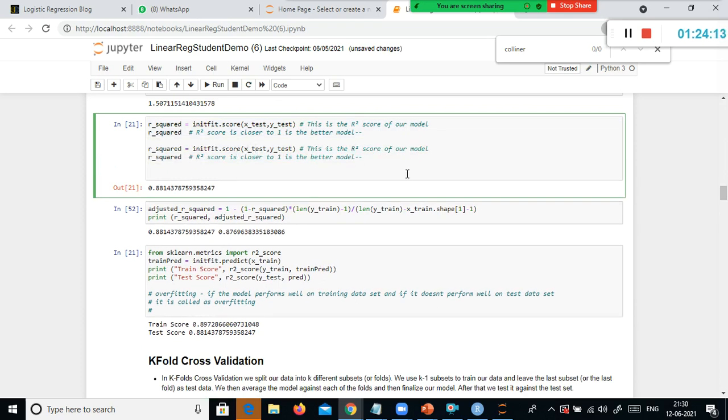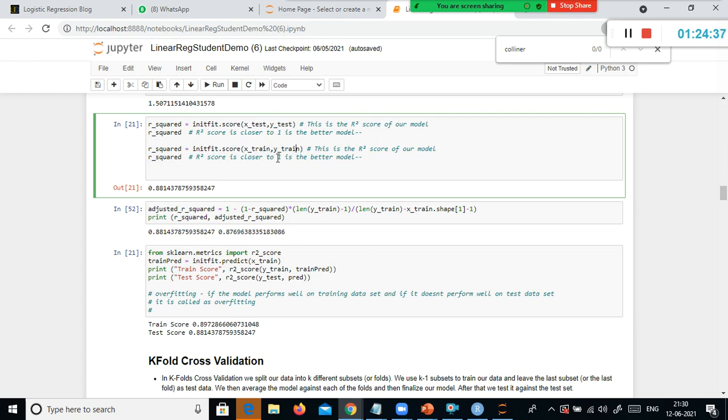X train. What is y train? See, that's why you have to concentrate very well. Otherwise, independent training. Yeah, for this is the training data set. X underscore training is nothing but the independent variable of the training data set. Y underscore training is nothing but the training data set dependent variable.